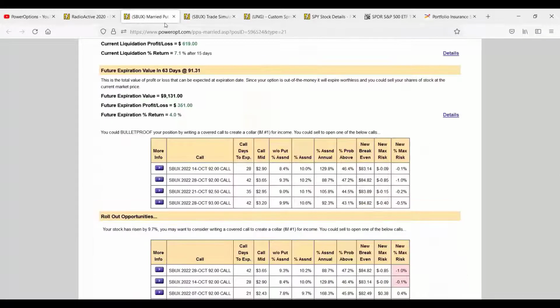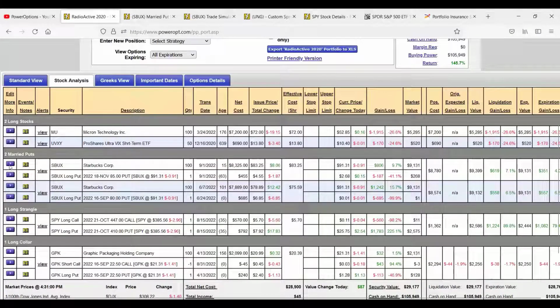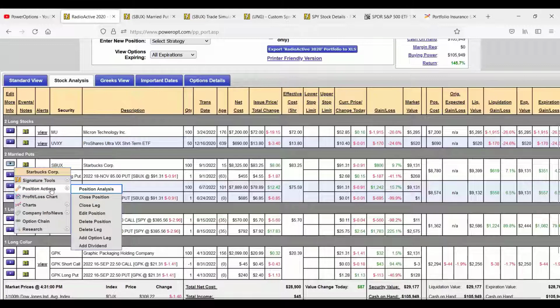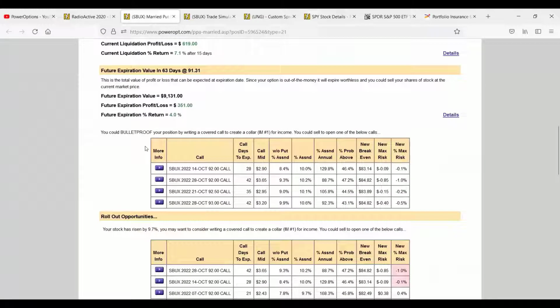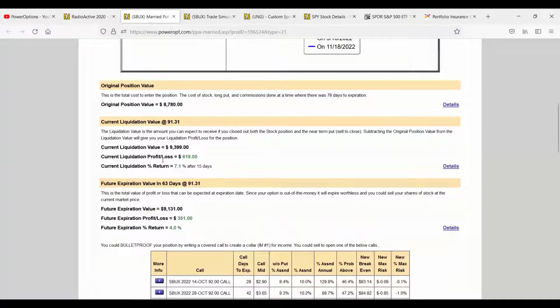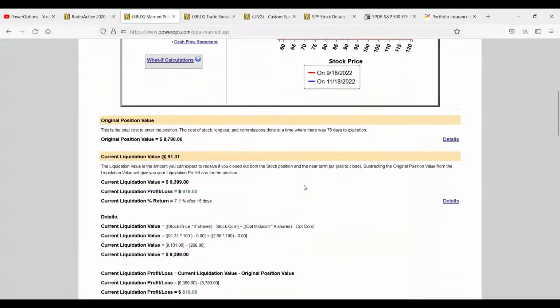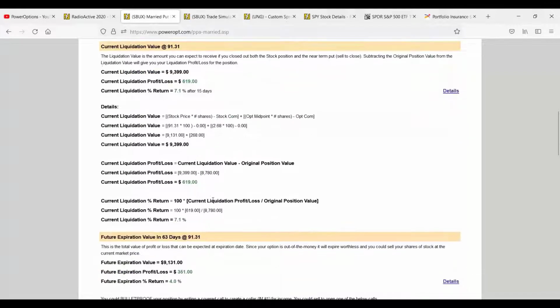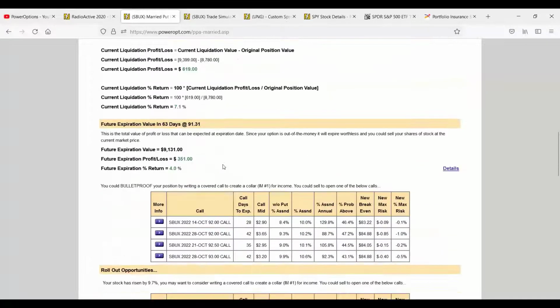Right? So once again, tracking a named position in the portfolio, click the Edit More Information button, go to Position Actions, and go to Position Analysis. This will give you the breakdown of your current position, your liquidation value, and you can see more details here. And click on Details. And so you can see the math here for you if you want to check it just to make sure. If I put commissions into this trade, we'd see the commission cost included in all of these values also, Ron. And then down below are your rollout opportunities.